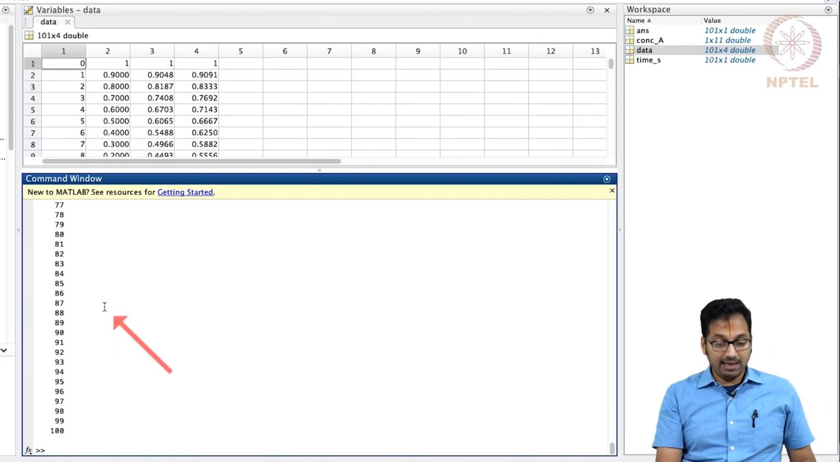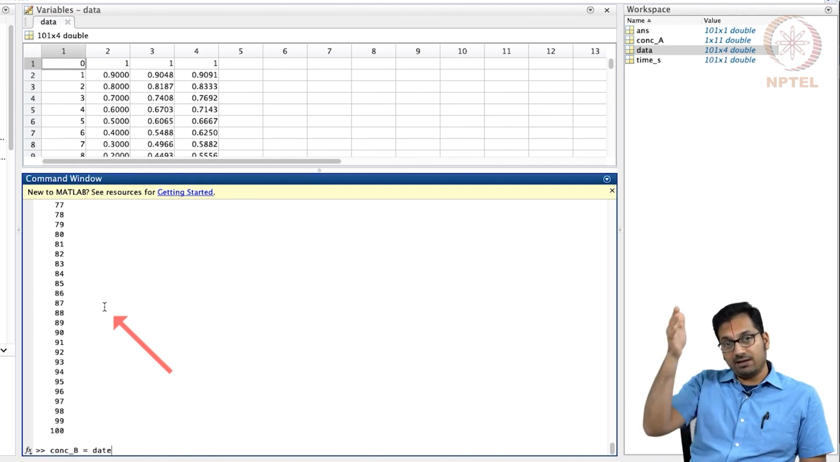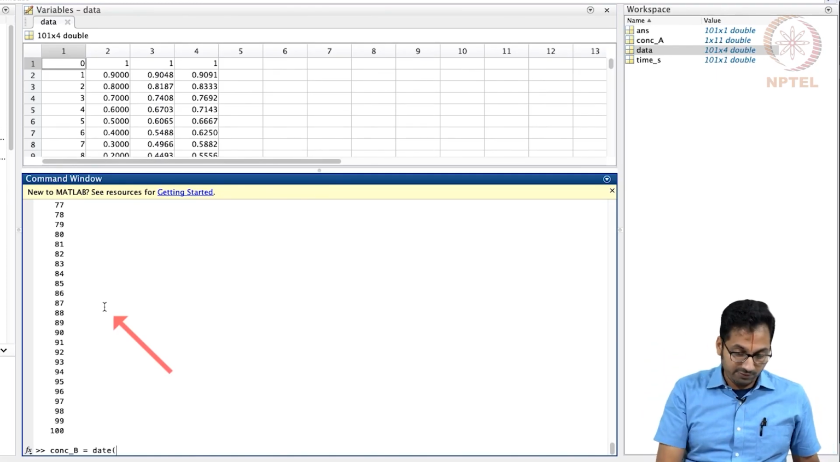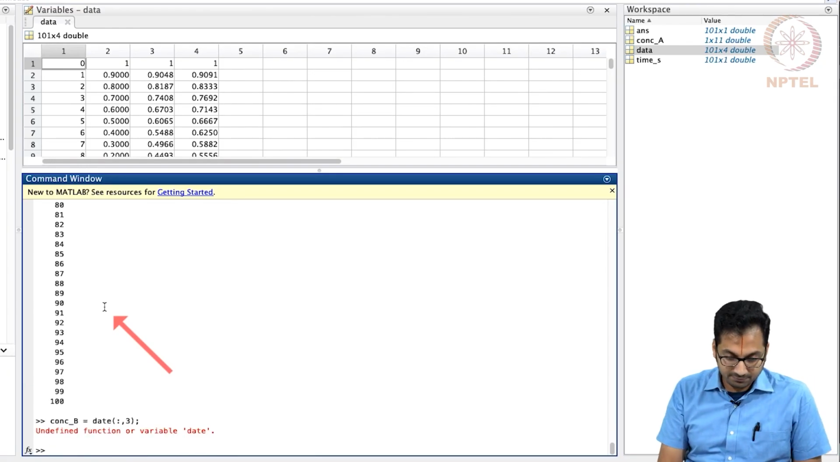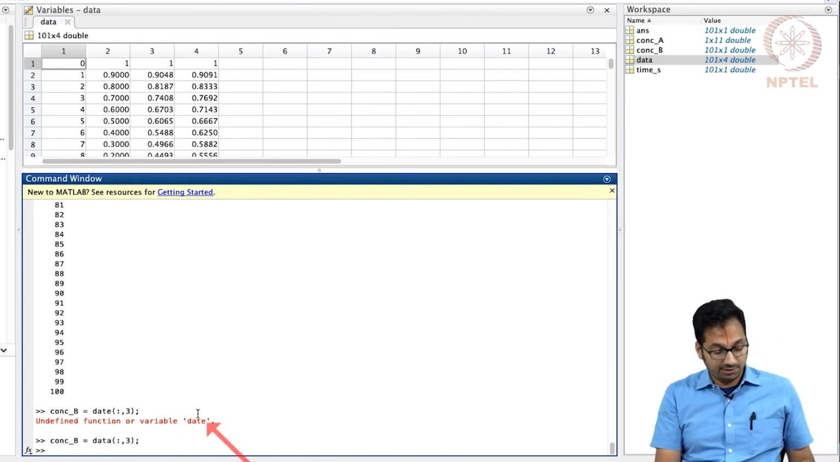Now let's go directly into concentration of B. Now I can say concentration of B is, if you remember, the first column is time, second column is concentration of A, third column is concentration of B. So therefore what we have to do, colon comma 3. So it's actually data, not date. So now what ends up happening is that now concentration of B is saved from the data colon comma 3, it's now saved into the variable concentration underscore B.